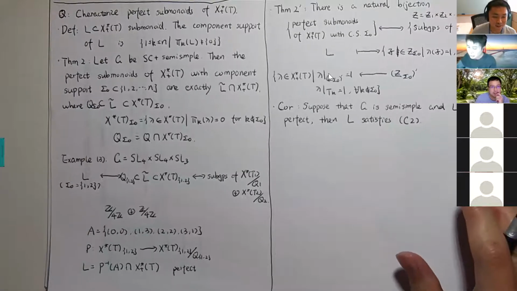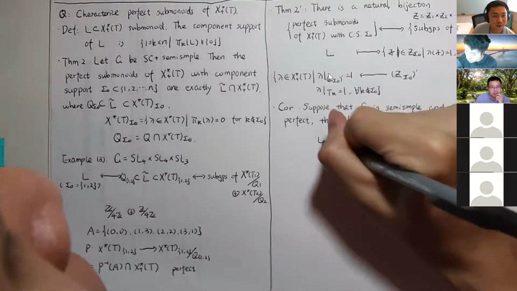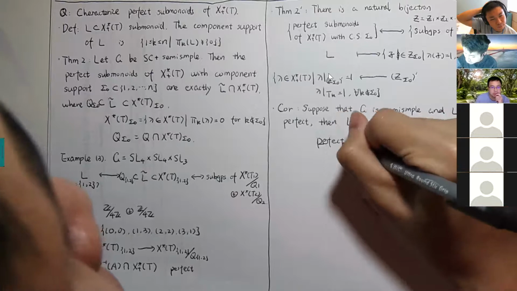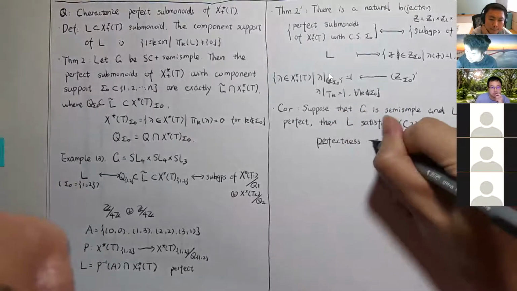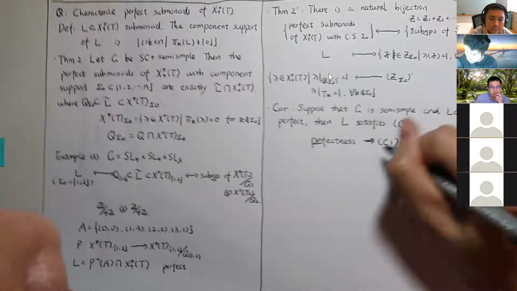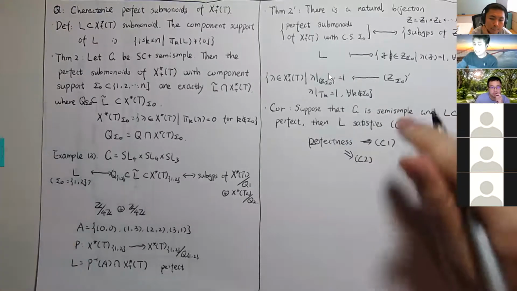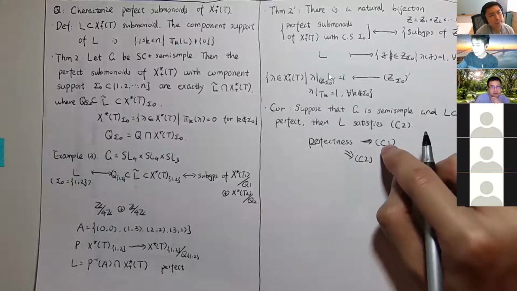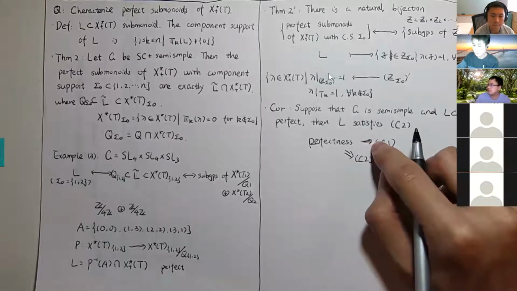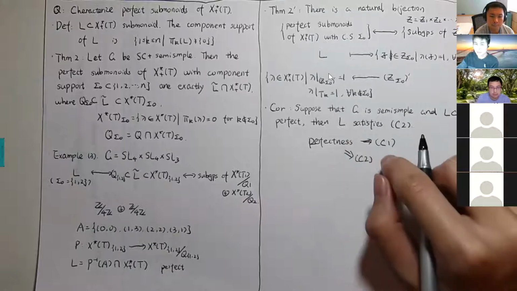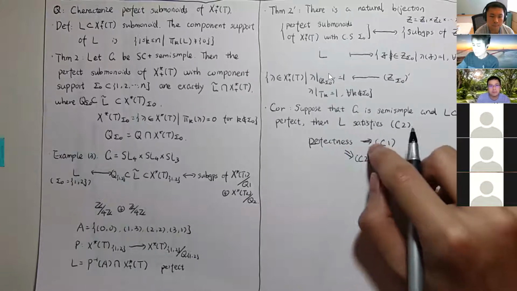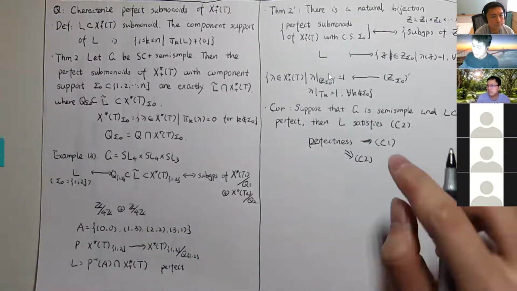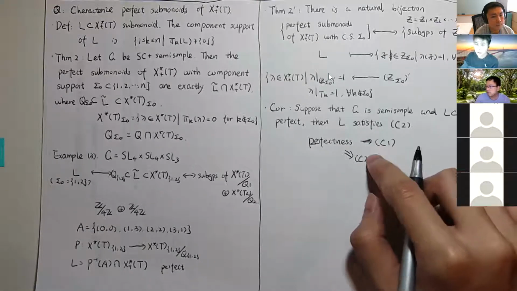Actually, what I want to draw is that perfectness implies C1 and also implies C2, but I don't know any information between these two. I think we don't have these two directions. I'm not sure, but I don't know any information between these two.